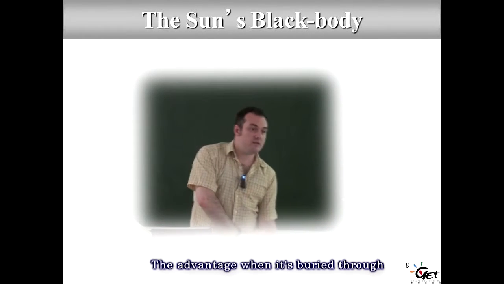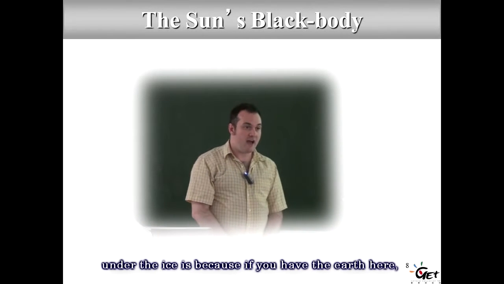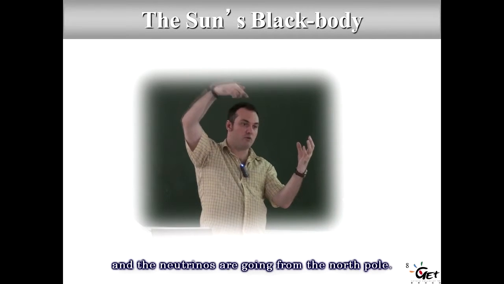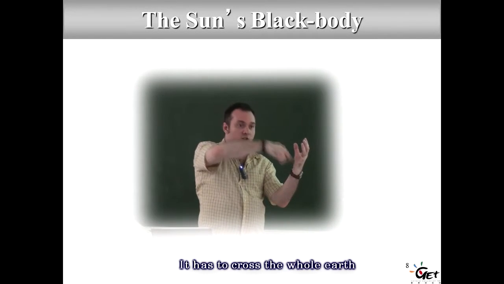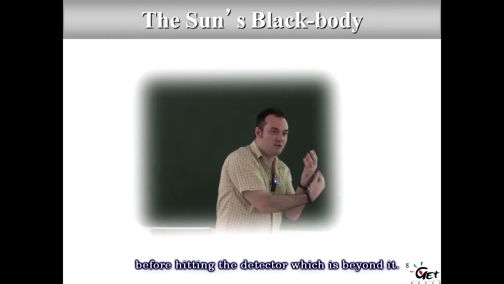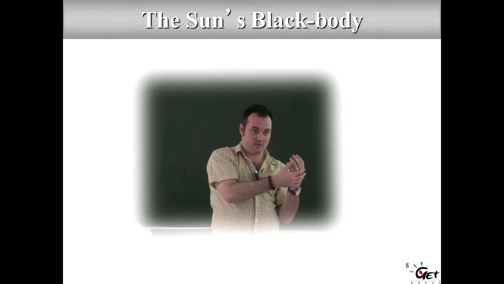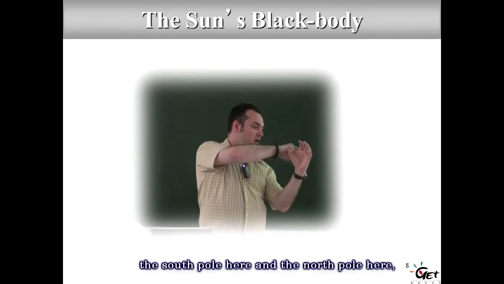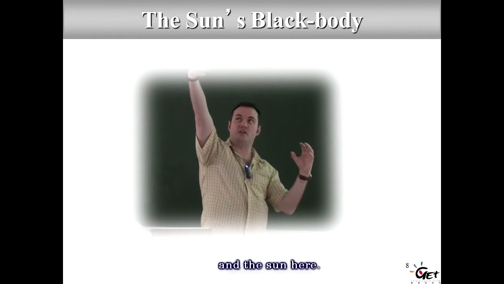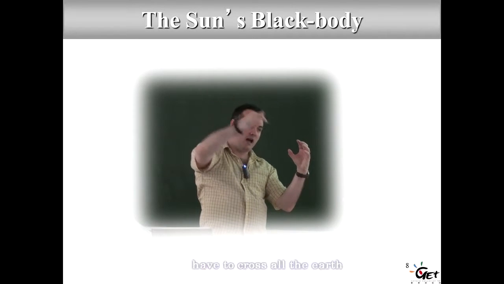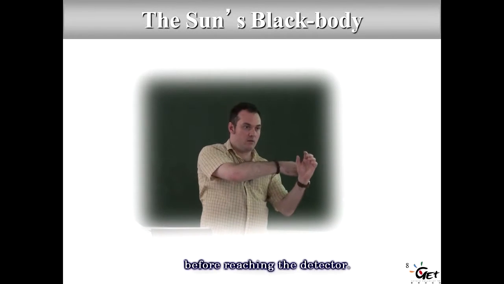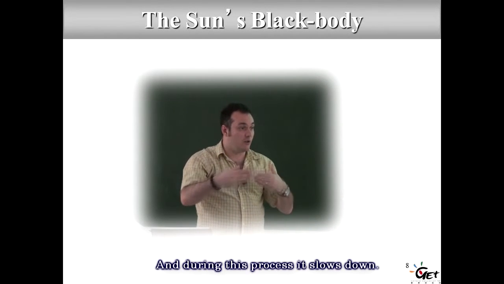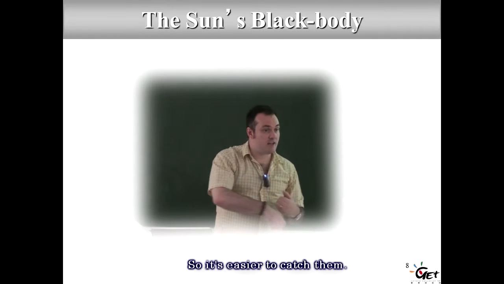The advantage when it's buried under the ice is this: if you have the Earth here, the South Pole is here, and the neutrino is going from the North Pole, it has to cross the whole Earth before hitting the detector, which is beyond it. So in the configuration where you have the South Pole here, the North Pole there, and the Sun here, the neutrino coming from the Sun has to cross all the Earth before reaching the detector. And during this process, it slows down, so it's easier to catch them.